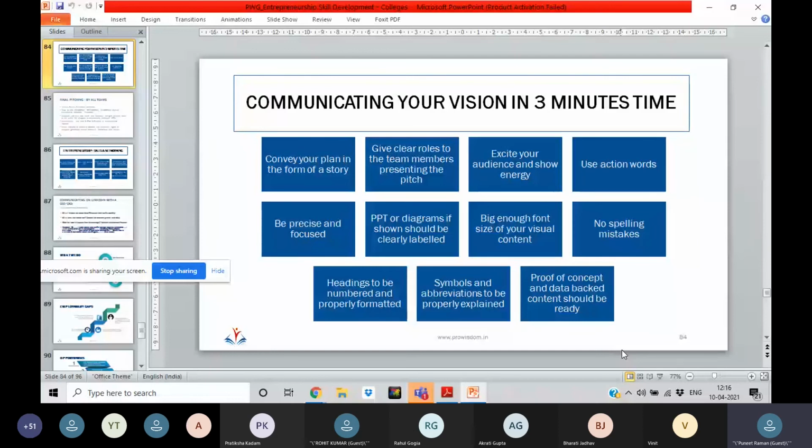If you are giving a presentation, the font size should be big enough. It should be more visual, with no spelling mistakes. Be focused. Don't use a lot of industry jargon, because a lot of panelists may not understand.